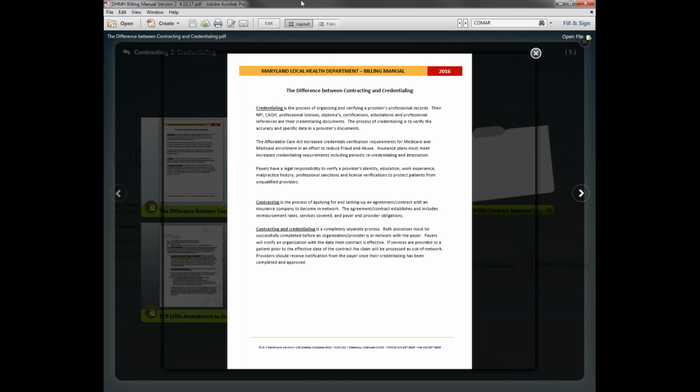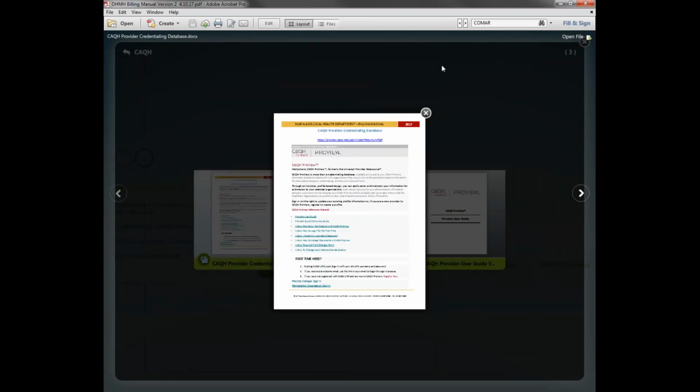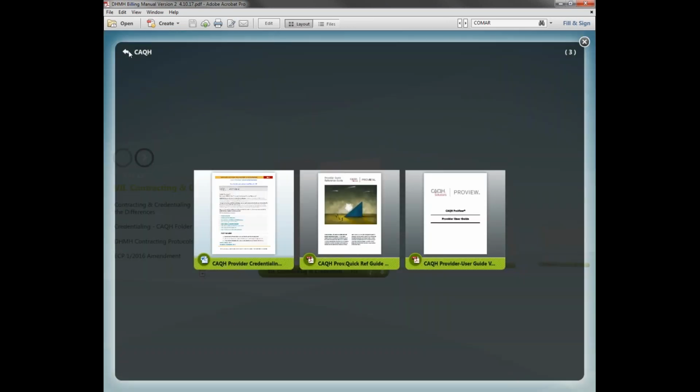And that perfectly distinguishes the differences between contracting and credentialing, that the provider has to be credentialed under an existing contract that is in place between the organization and the payer. The second... Sorry, I jumped ahead too far.